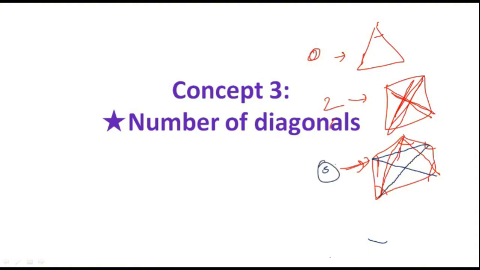Is there any pattern coming up, that for 3 sides I had 0, for 4 sides I had 2, for 5 sides I have 5? Any pattern that you foresee?